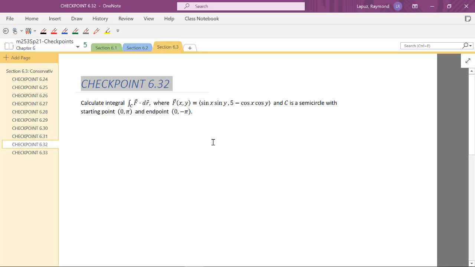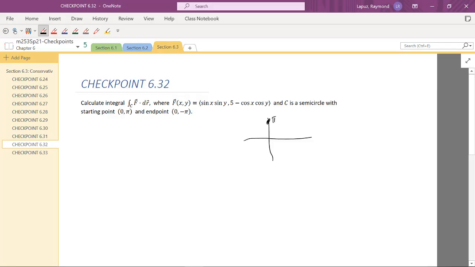Now, normally they would specify the orientation, or no, I guess they do specify the orientation because they have the starting and ending point. Actually, they don't tell us whether it's the top half or the bottom half. So I guess they don't have our parameterization in mind here. But in any case, we can say that this is a semicircle from 0 comma pi.